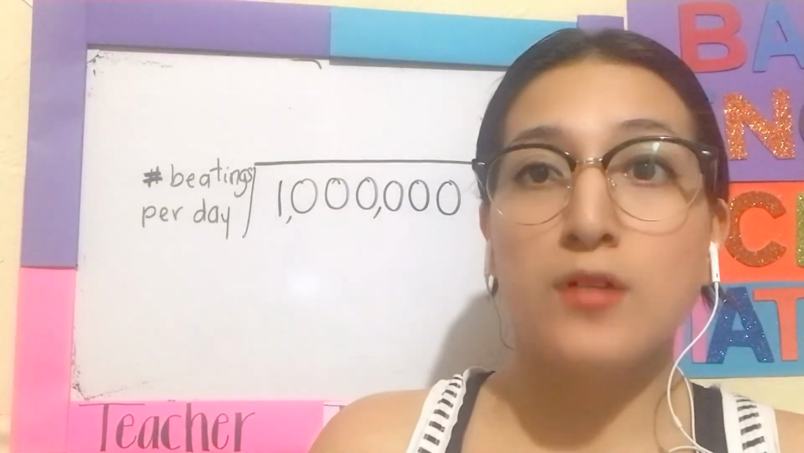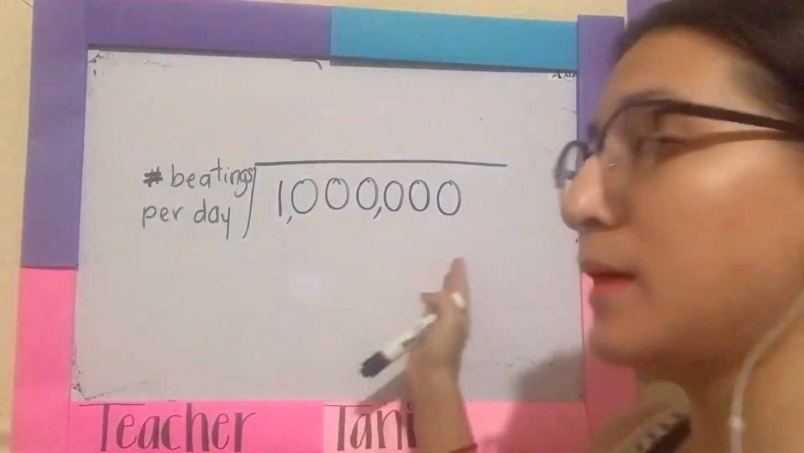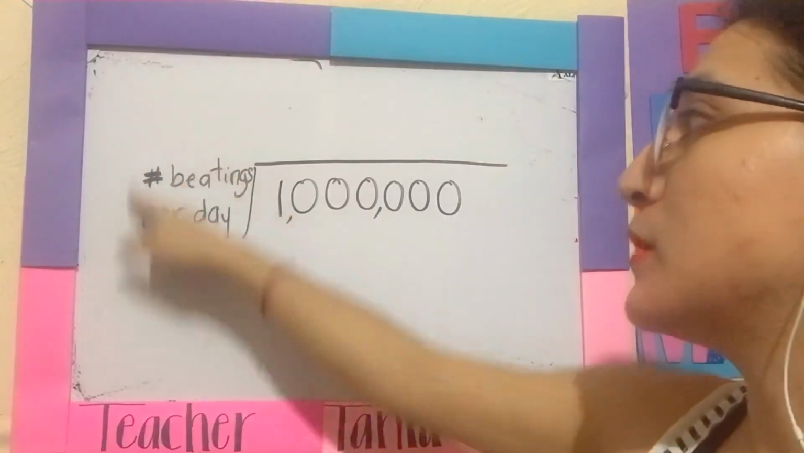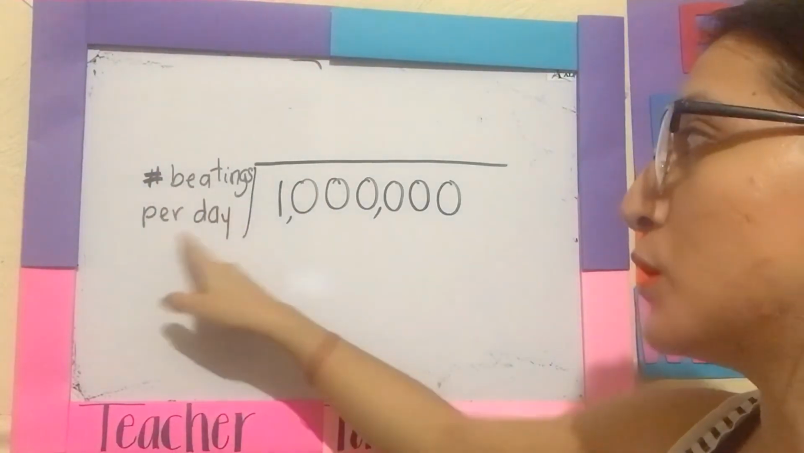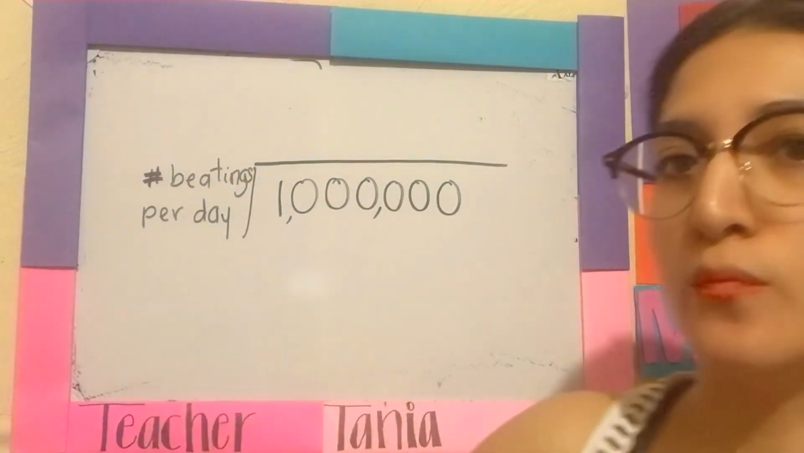And if you want to know how many days you need to get the 1,000,000 beatings, well, you just have to solve the following division. The result you obtain of number of beatings per day, and you have to divide 1,000,000 by this result.